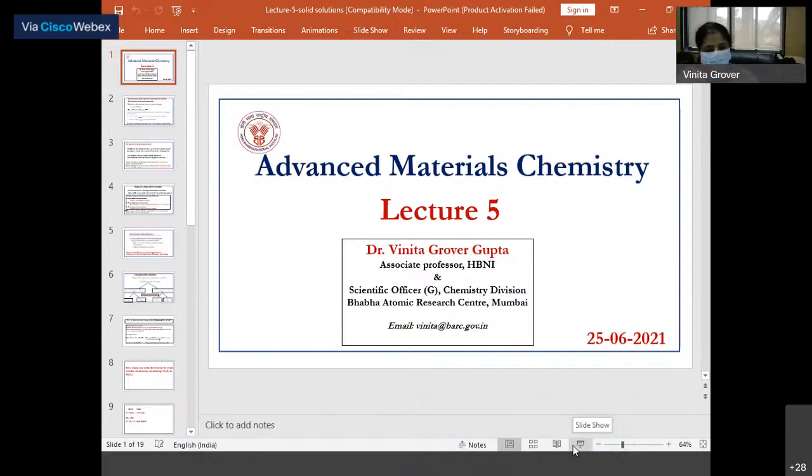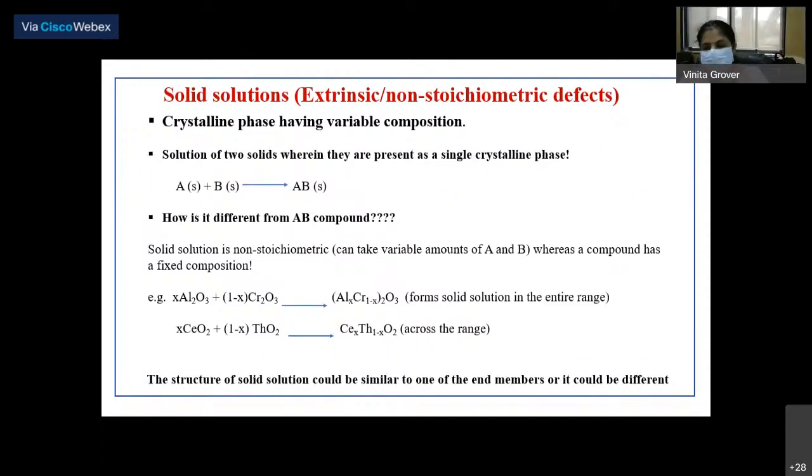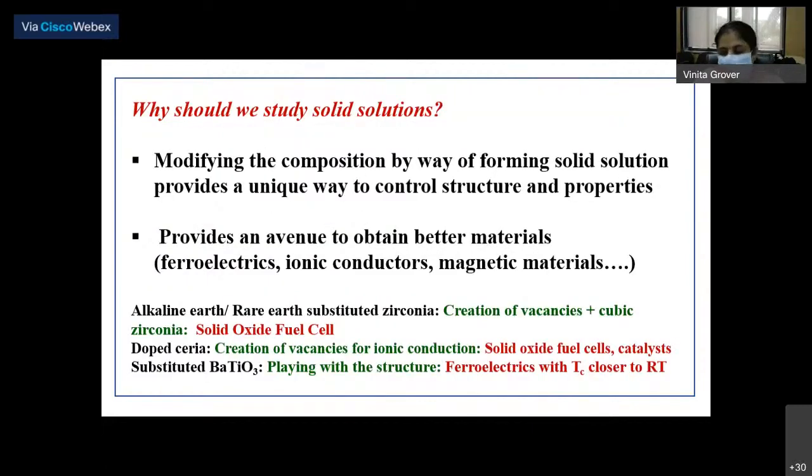Okay, so just a quick recap. What we did in the last class was the solid solution, which we also call the non-stoichiometric defects or the extrinsic defect. Extrinsic defect, why? Because we deliberately introduce those defects. And intrinsic defects are those which are present in the material by virtue of the thermodynamic stability, the lowering of free energy. Okay. And then we read about why should we study solid solution at all, various applications or various advantages of studying solid solutions.